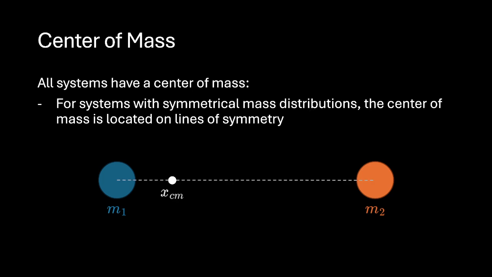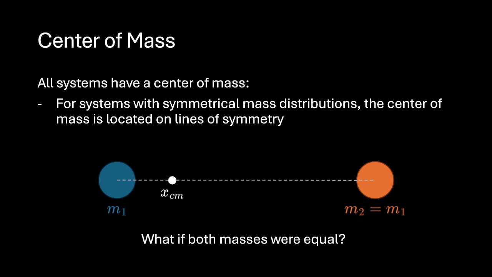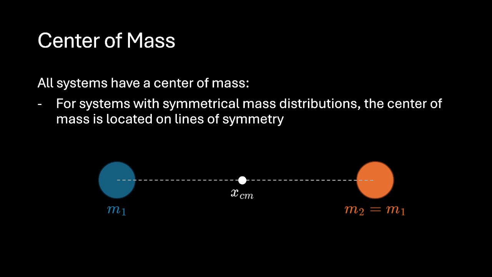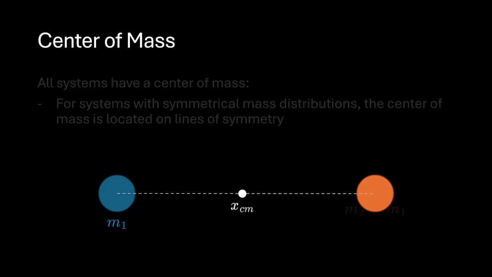So the same example before. But what if we set the second block equal to the first block in mass? We can see how the center of mass shifts to be at the exact midway point between the two blocks or ball spheres, whichever you would like to call it.